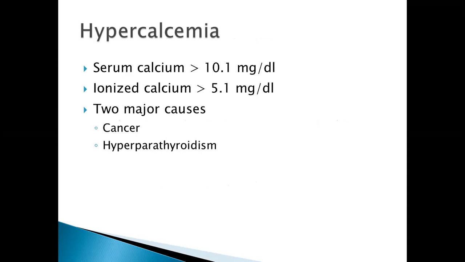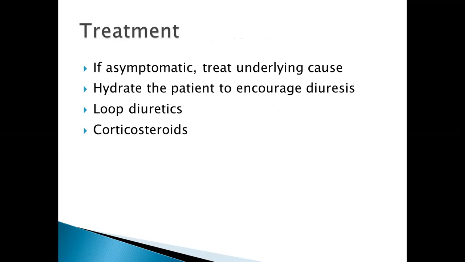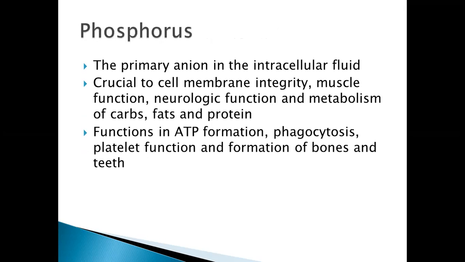Hypercalcemia is when serum calcium is more than 10.1 milligram per dL or ionized calcium more than 5.1 milliequivalent per dL. Two major causes include cancer and hyperthyroidism. Signs and symptoms: fatigue, confusion, lethargy, coma, muscle weakness, hyporeflexia, bradycardia, which might even progress to cardiac arrest, anorexia, nausea, vomiting, decreased bowel sounds, constipation, polyuria, renal calculi, renal failure. Treatment: if asymptomatic, we have to treat the underlying cause, hydrate the patient, give loop diuretics, and steroids if required.